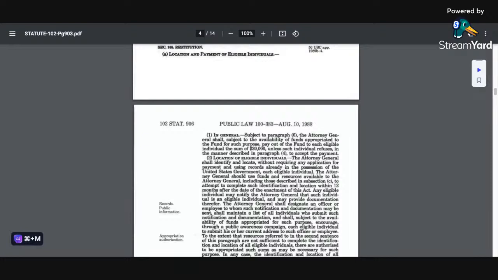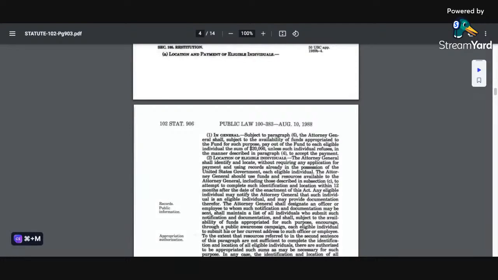1. In general, subject to paragraph 6, the Attorney General shall, subject to the availability of funds appropriated to the fund for such purpose, pay out of the fund to each eligible individual the sum of $20,000 unless such individual refuses, in the manner described in paragraph 4, to accept the payment.